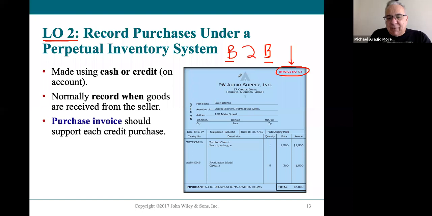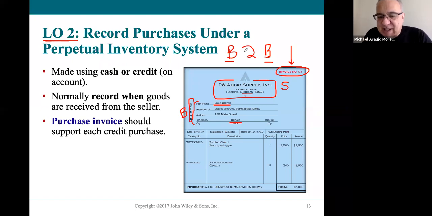So here we have the name at the very top here, PW Audio Supply. They're over in Michigan. Usually it's their invoice, so they would be the seller. On the side here, you have a little list of who they sold it to. So in this case, this company Sock Stereo from Illinois is the buyer. Okay, so PW Audio is the seller. Sock Stereo is the buyer in this business-to-business transaction.